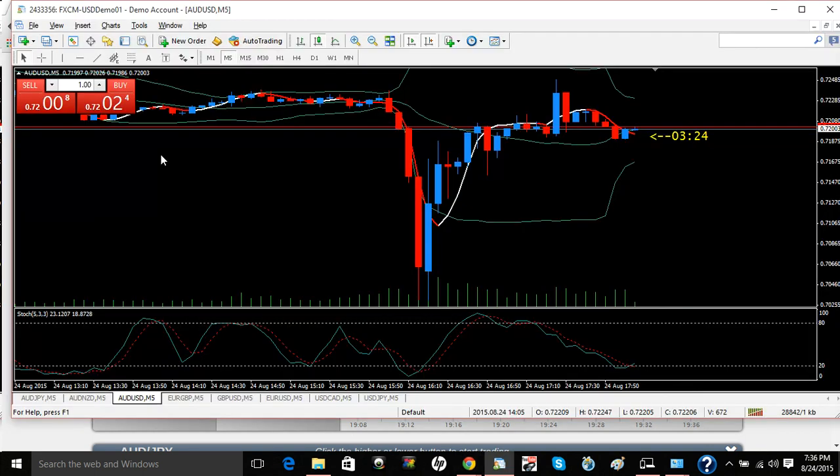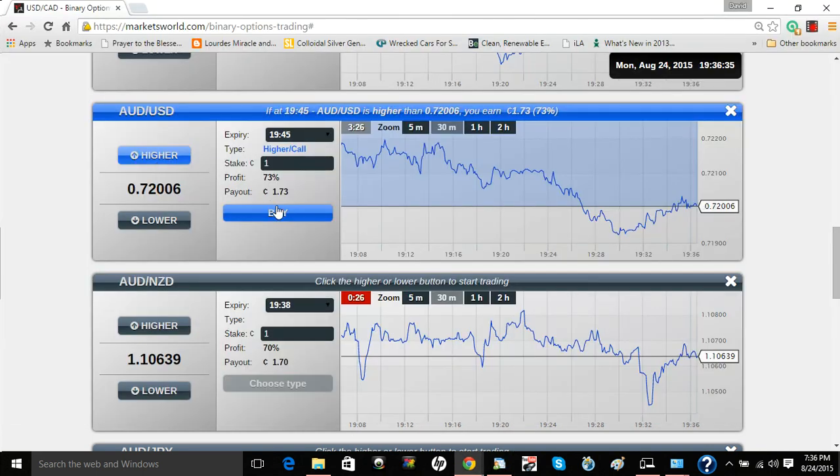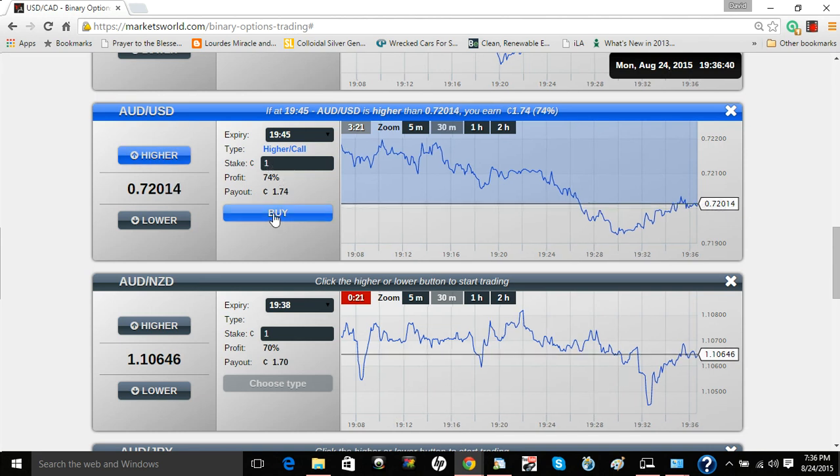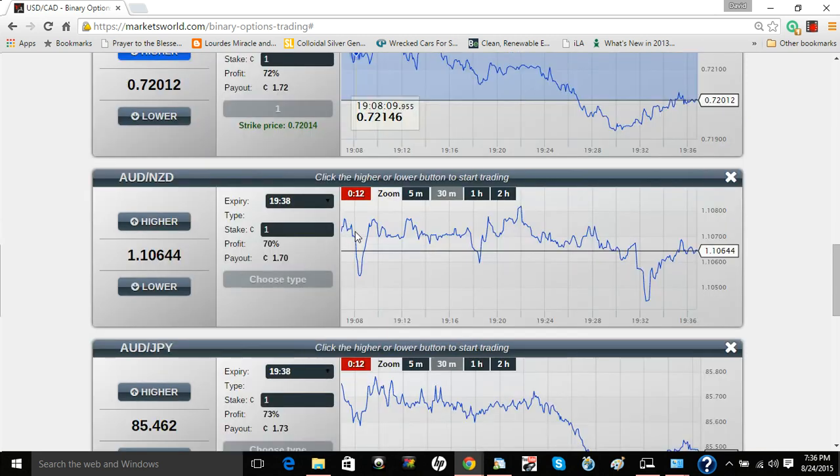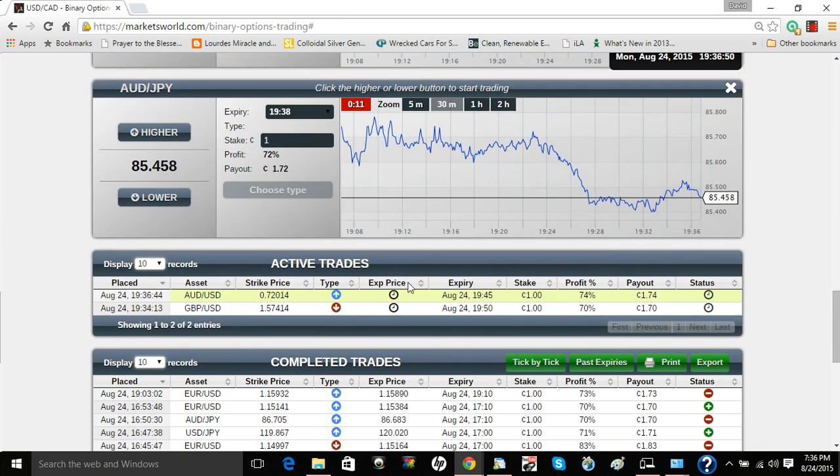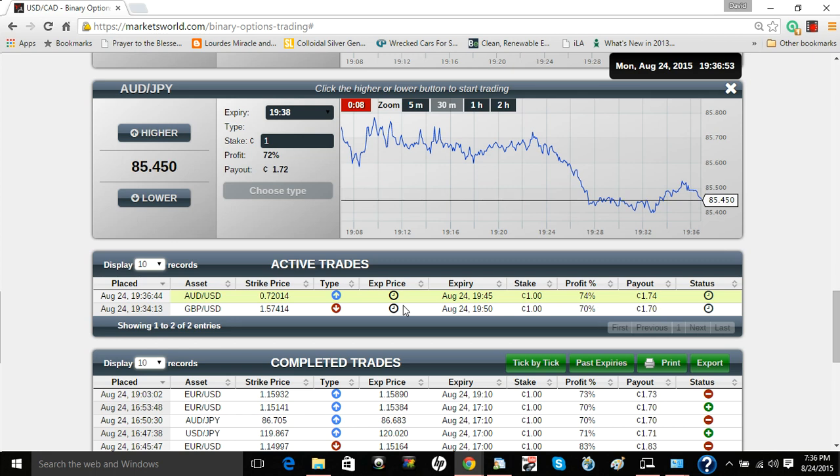I'll make sure upwards direction, right? Okay, I'm just going to do $1 trades. This is the amount you want to trade and risk right here. You can change it to whatever you want. Minimum is $1. All right, so now I've got 2 live active trades.